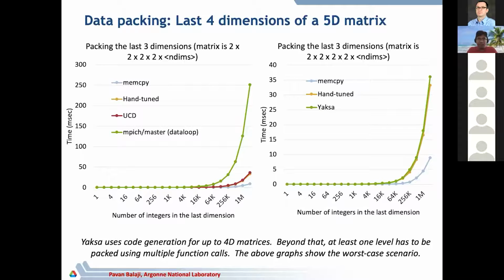When you have more than 4D matrices, for example 5D matrices, only the first 4 dimensions are used by Yaksa to parallelize it. The outermost dimension would have to issue individual calls. So we lose a little bit of performance in that case, but still we do much better than what we were doing earlier.